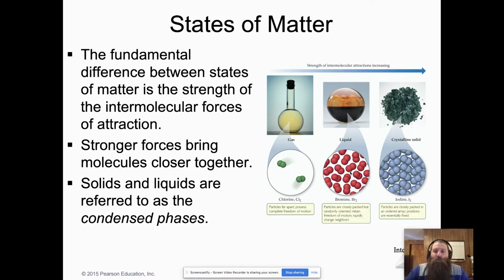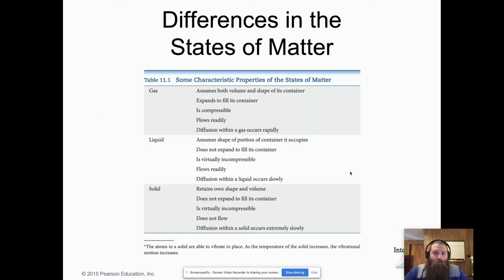Okay. Now, something that you may see in your textbook that I may mention: if you read in the textbook the condensed phase, we're talking about either a solid or a liquid. Okay. So just keep that in mind. It's something I want to point out as we start this off.